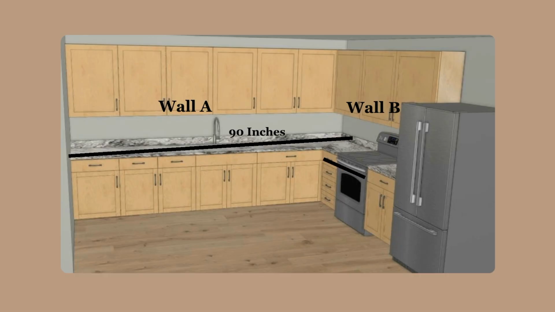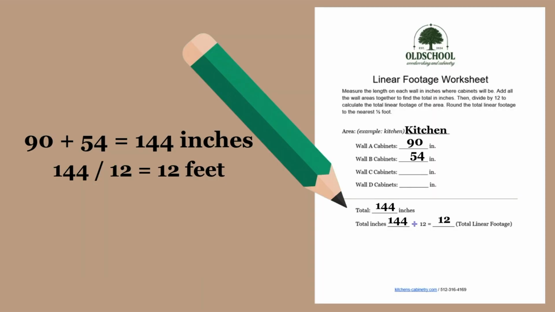For this example, Wall A is 90 inches and Wall B is 54 inches. Add them together for the total number of inches and divide by 12. That equals 12 linear feet.